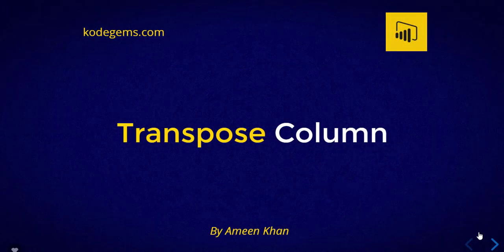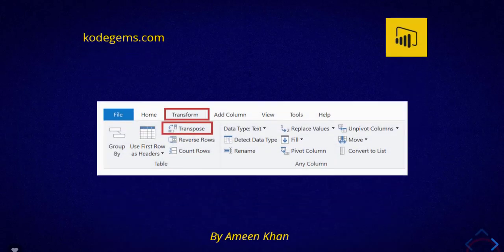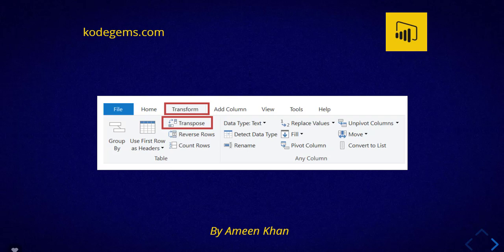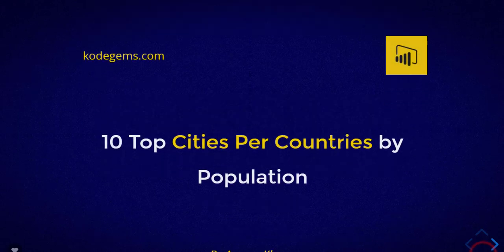Let's see the transpose technique in Power BI Desktop. By using transpose in the Power Query editor, you can swap rows and columns to better format the data. Let's have a look at an example.